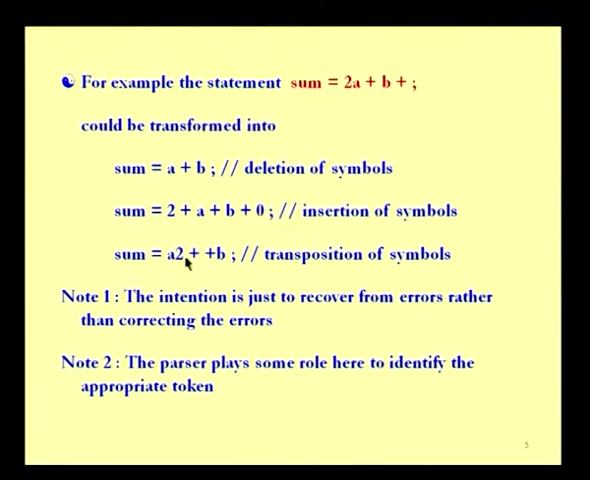And then the next one is a transposition of symbols. So, a2 is the outcome. Actually what we are given is 2a, and 2a cannot be a valid identifier. So, we will transform it into a2, and then we are having a binary operator plus followed by a unary operator plus. Once again, b plus has been transformed into plus b. So, this will be considered as a binary operator plus followed by a unary operator plus. So, it will be a valid expression.